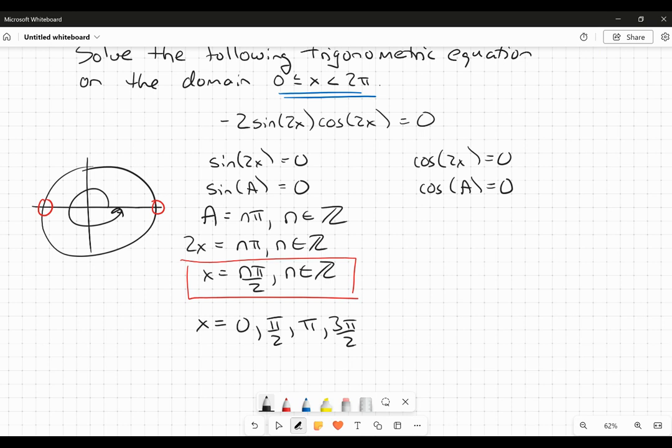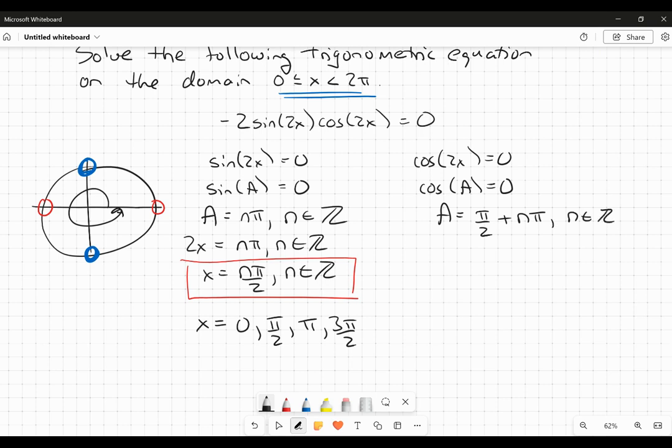That first function, sine of 2x. Now I change my attention to cosine. Cosine of a equals 0. But I'm going to do the same thing. Cosine goes to 0. Cosine is associated with the x coordinate. So it's going to go to 0 on the y-axis where the x coordinate is 0. In general, that means my a value here is going to be pi over 2. It's going to start at pi over 2, and then it's going to repeat every pi.